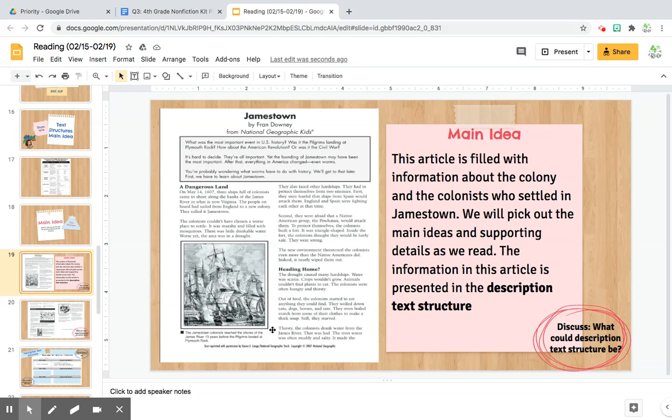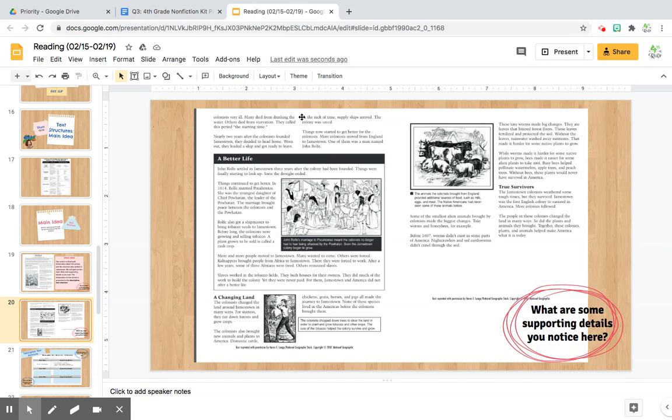Still, they starved. Thirsty, the colonists drank water from the James River. That was bad. The river water was often muddy and salty, and it made the colonists very ill. Many died from drinking the water. Others died from starvation. They called the period the starving time. Nearly 2 years after the colonists founded Jamestown, they decided to head home. Worn out, they loaded a ship and got ready to leave. In the nick of time, supply ships arrived, and the colony was saved. Things now started to get better for the colonists. More colonists showed up from England to Jamestown.